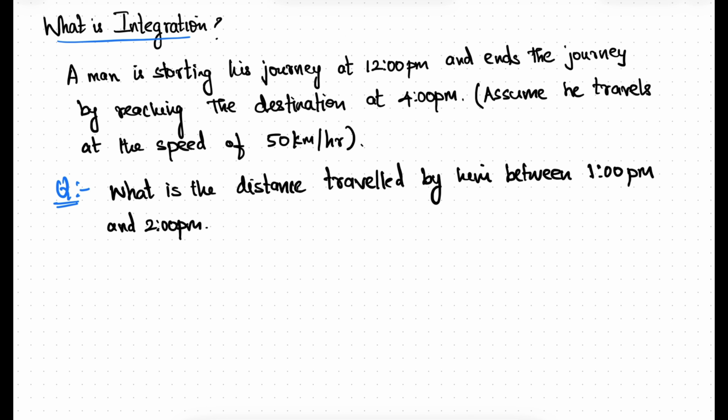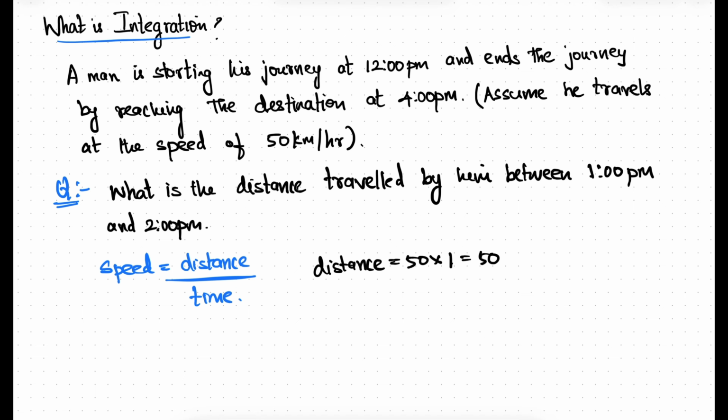Now, we are going to use the formula speed equals distance by time. We are asked to find out the distance, and the speed is given to be 50. So, distance equals speed, which is 50, and between 1 p.m. to 2 p.m. it's going to be 1 hour. So, practically, the man has traveled 50 kilometers. All right, so he has traveled 50 kilometers, is the answer.